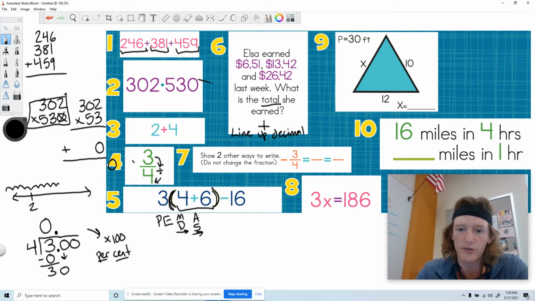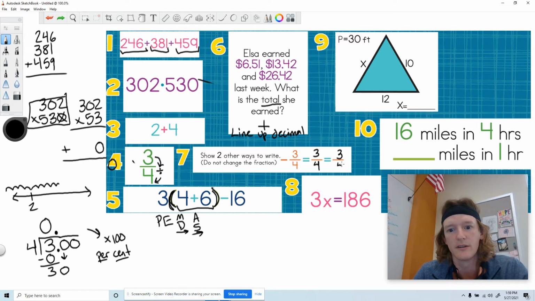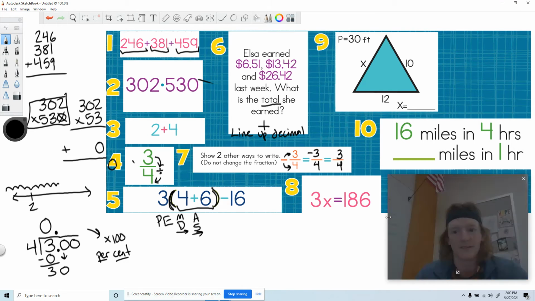Number 7, show 2 other ways to write this fraction. We are not allowed to change the fraction, so it needs to be 3/4, 3/4, and 3/4. Now notice the beginning, this first one they gave us, this whole fraction is marked off with a negative. Now there are other ways we could write this as a negative. We can move this negative sign up to the 3 and just write -3 over 4. That's the same thing. And we can do the same thing on the bottom. So for your third one, just put it on that 4 instead.